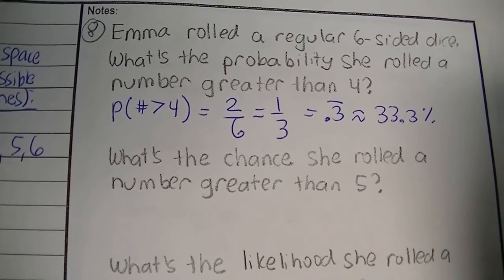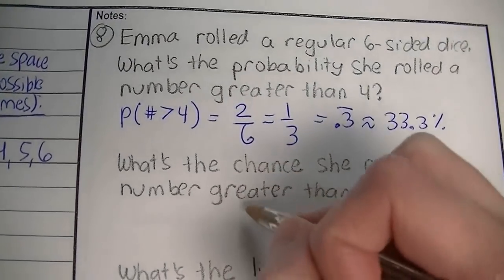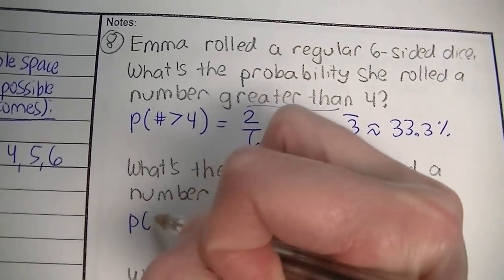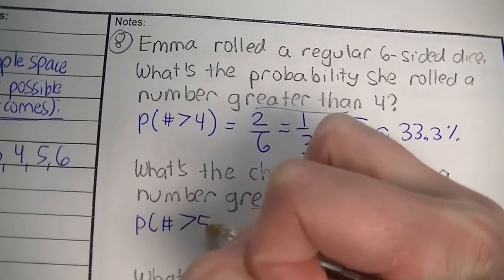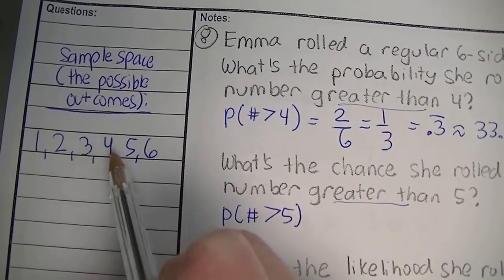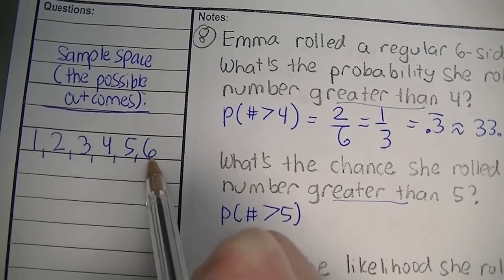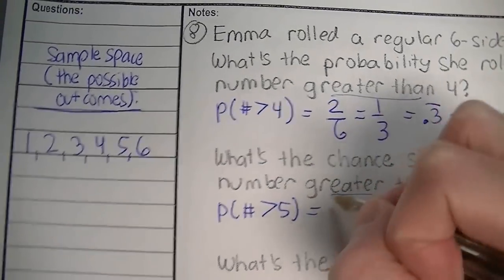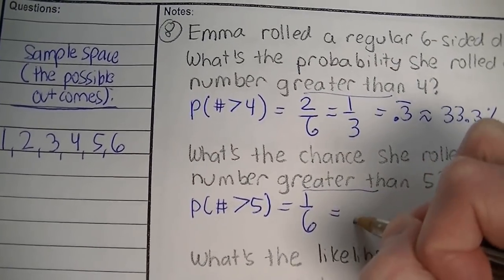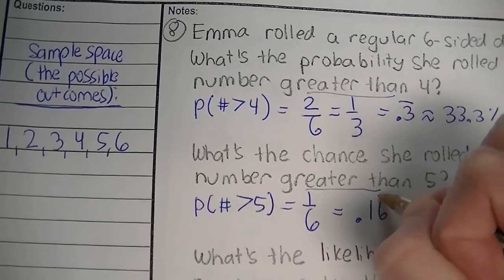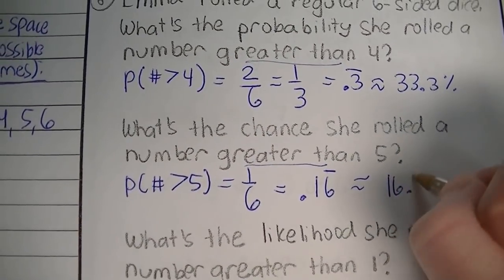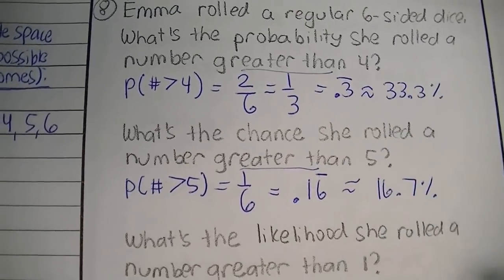Next part of the question: what's the chance she rolled a number greater than 5? This one was greater than 4, and this one's greater than 5. Probability of a number greater than 5. Are you greater than 5? No. Are you? No. Are you? No. Are you greater than 5? Nope. Are you greater than 5? Nope. Are you? Yes. So it's only 1 out of the 6. And 1 divided by 6 is 0.1 with the 6 repeating, which is approximately 16.7% if I'm rounding to the nearest tenth.